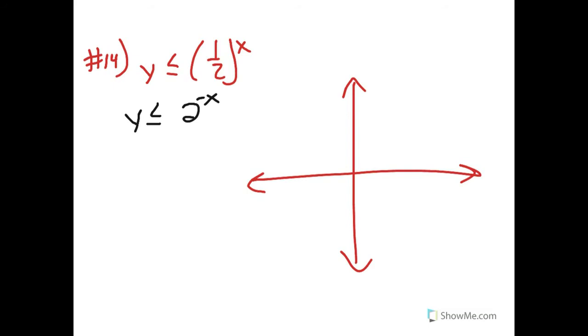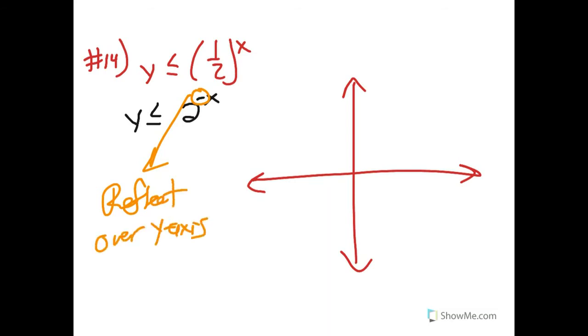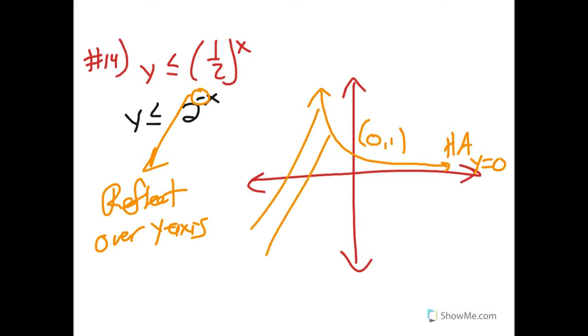So that negative that you see up here reflects the graph over the y-axis. So the graph is going to look like this. Y-intercept at 1, horizontal asymptote at y is 0. It says y is less than or equal to, so it's shaded below.